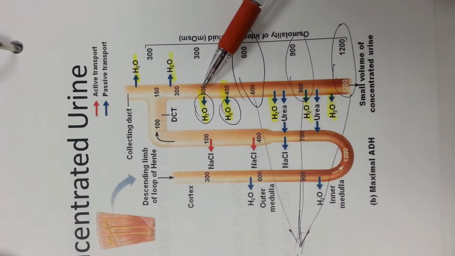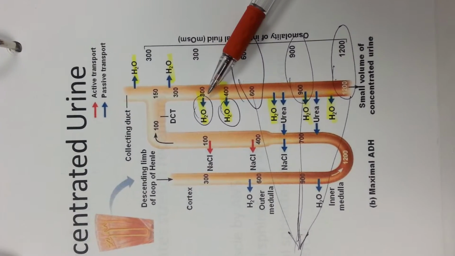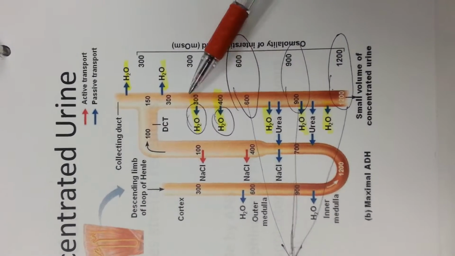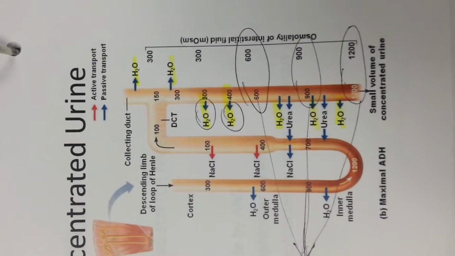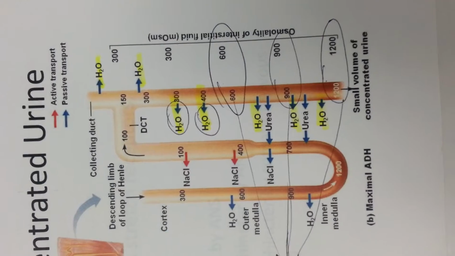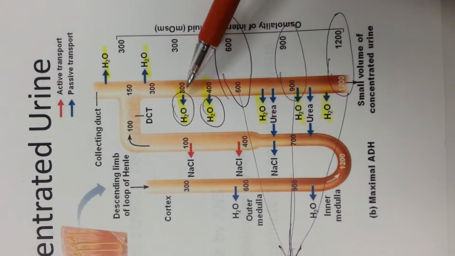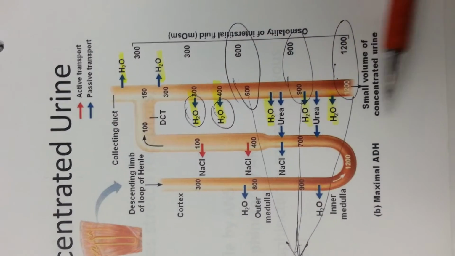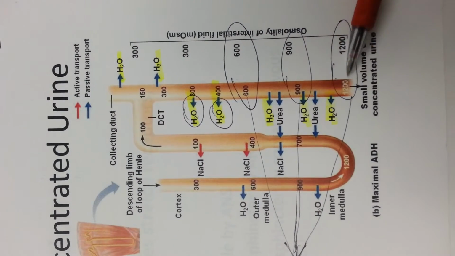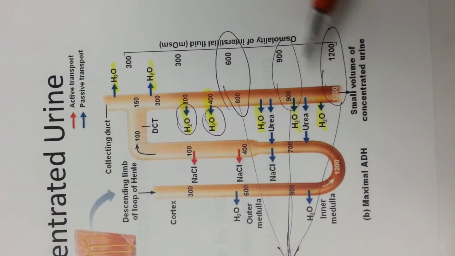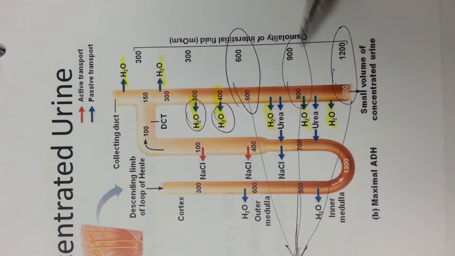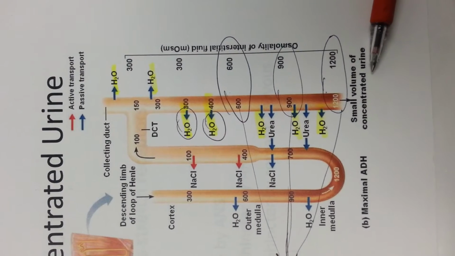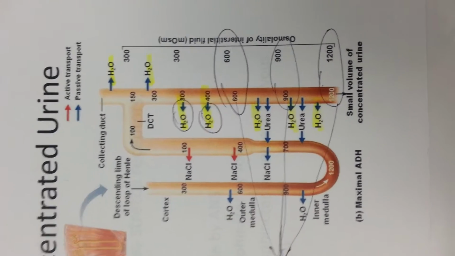Now, with maximal ADH, when ADH is present, reabsorption of H2O happens in the collecting duct. Let me zoom in. This is the collecting duct right here, and we have H2O being reabsorbed. Of course, it gets reabsorbed until we have the same osmolality right here. Of course, only a small volume of concentrated urine is released.